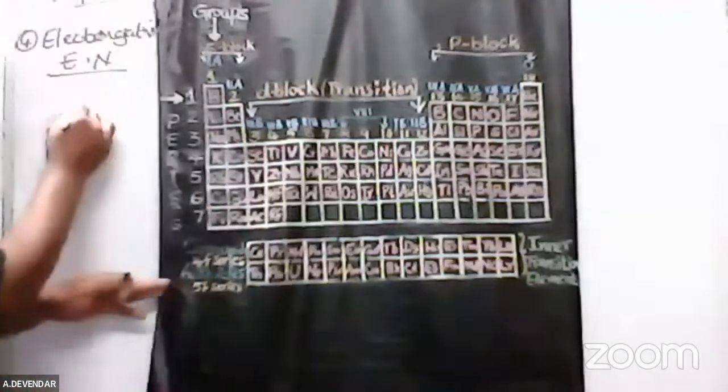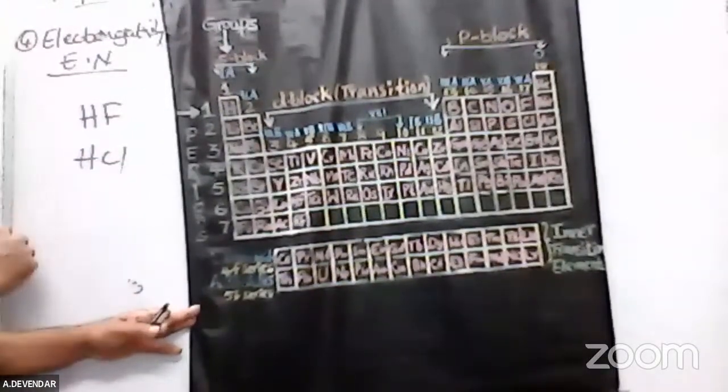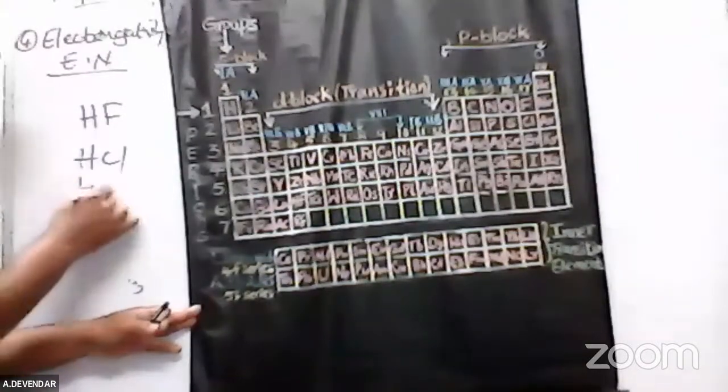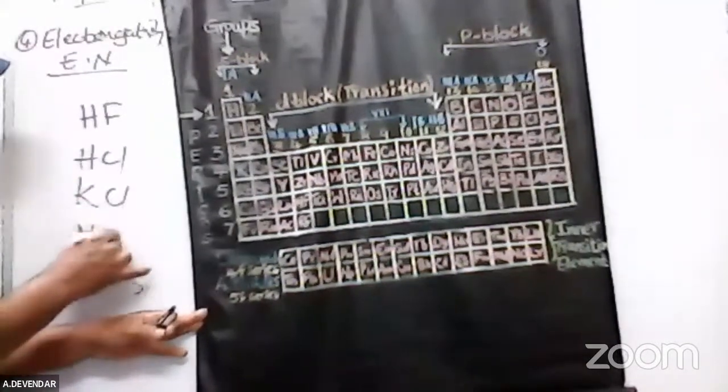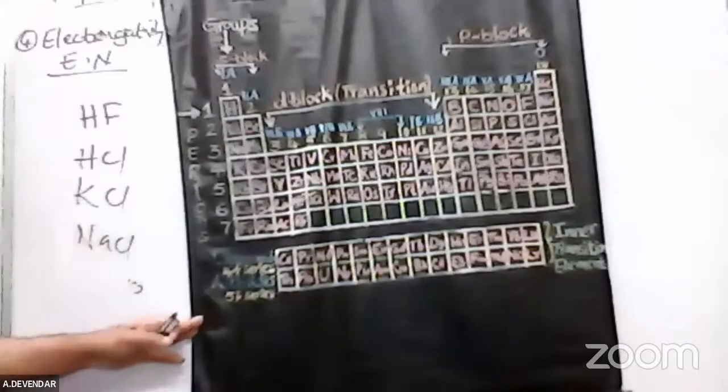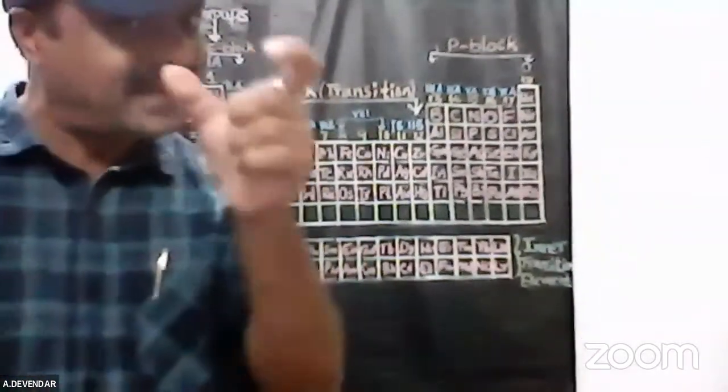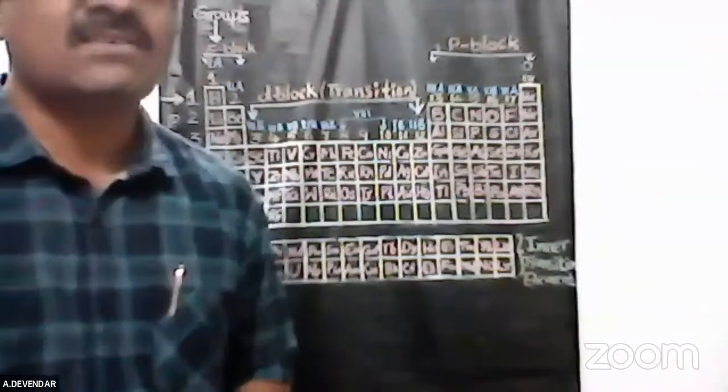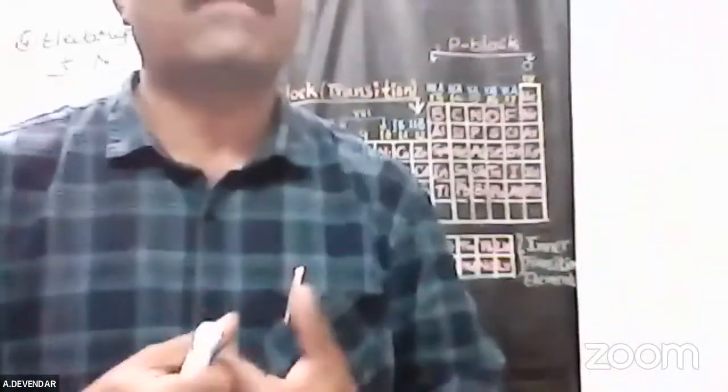So fluorine attracts the electrons in HF, hydrofluoric acid. In HCl, chlorine, this attraction takes place. In NaCl, sodium chloride, there is the ability to attract the shared pair of electrons from the other atom. So the ability to attract the shared pair of electrons towards itself is called electronegativity.